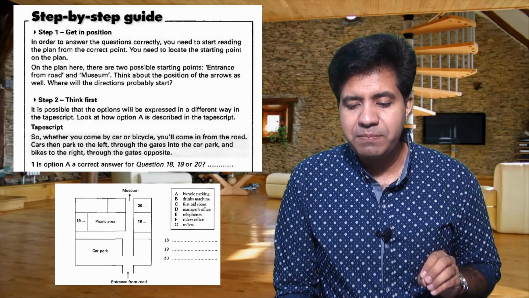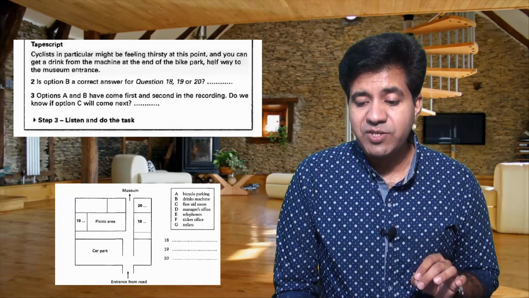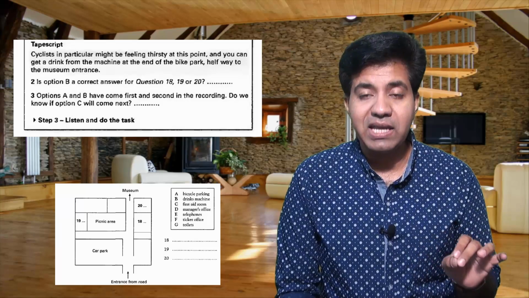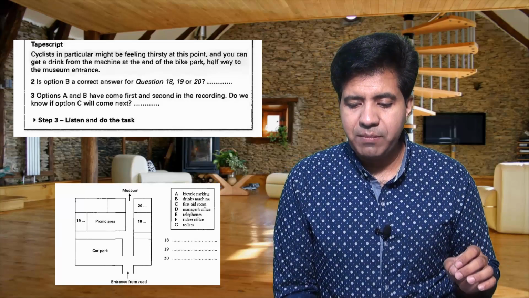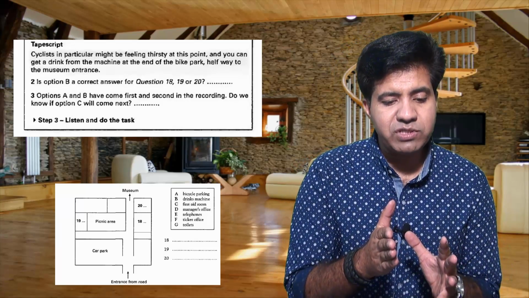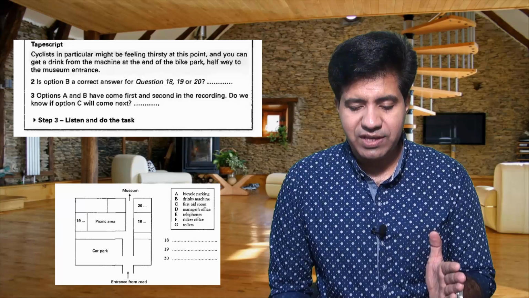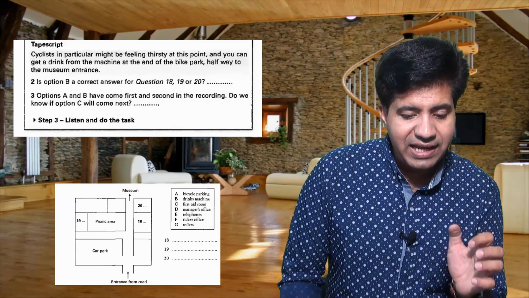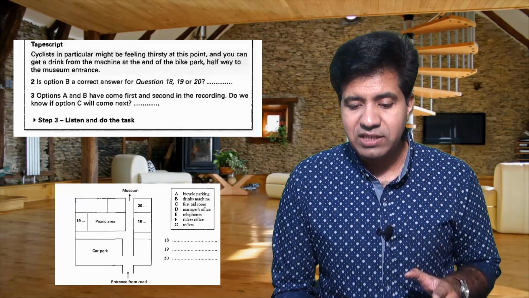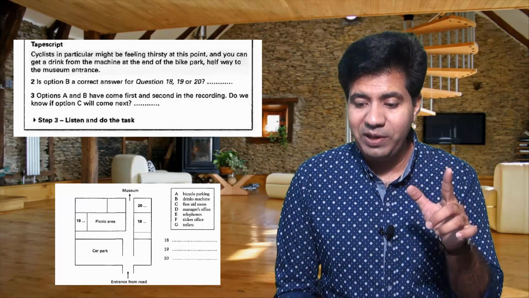Now look at how option B is described in the tape script. Tape script says, cyclists in particular might be feeling thirsty at this point, and you can get a drink from the machine at the end of the bike park, halfway to the museum entrance. That is question number 18, and they are talking about the drinks machine. So option B is going to be the right answer for question number 18. Is option B a correct answer for questions 18, 19 or 20? Yes, for 18 only.